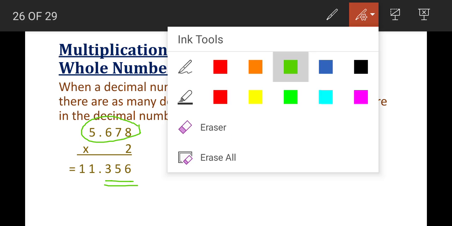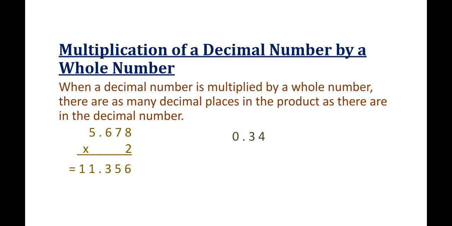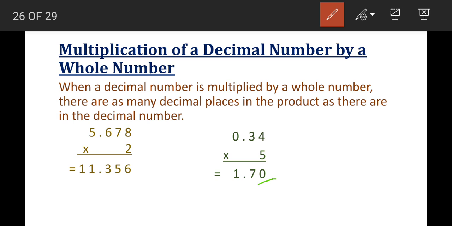Next, come to one more example. 0.34 multiplied by 5. What to do? We have to start multiplication from the right side. So 5 times 4 is 20, 0 and 2 in hand, 5 times 3 is 15 plus 2, 17. So it is 170. The multiplicand has 2 digits after the decimal point. So in the product also we have to put the decimal point from the right side, leaving 2 digits. Clear?